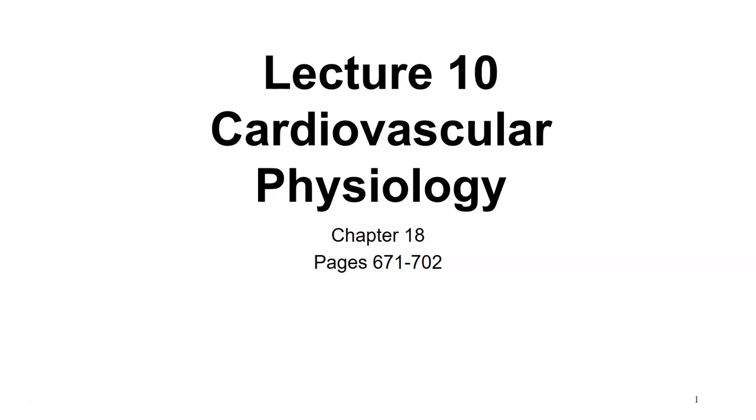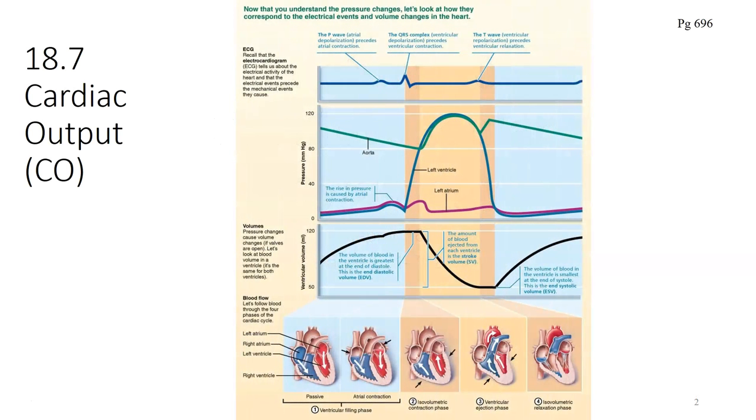This is part 3 of lecture 10 on cardiovascular physiology. This information can be found in chapter 18 of your textbook on pages 671 to 702. Cardiac output. In this diagram, we see a lot of information represented.